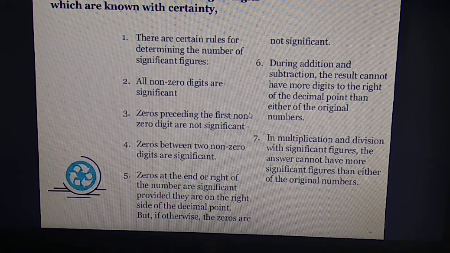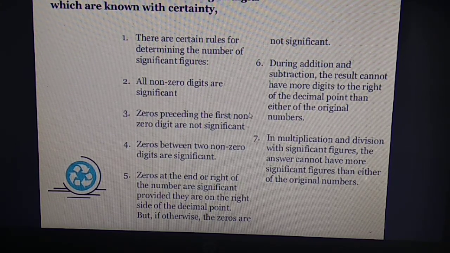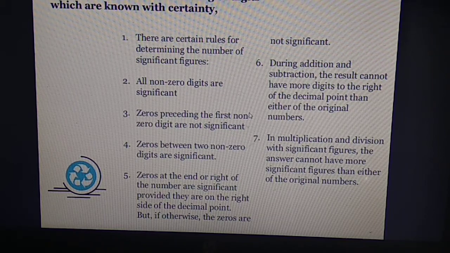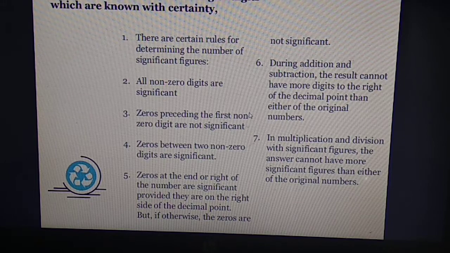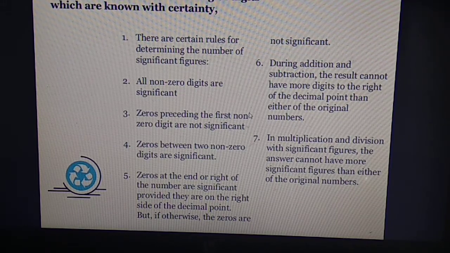All non-zero digits are significant. Very important. For example, if I take the number 256, how many significant figures are there? That is 3 significant figures, because 2 is a non-zero digit, 5 is a non-zero digit, and 6 is a non-zero digit. So 256 has 3 significant figures.